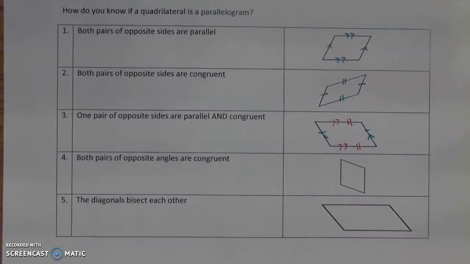Try saying parallel like 50 times fast and see how that one goes, huh? I couldn't even do it once.